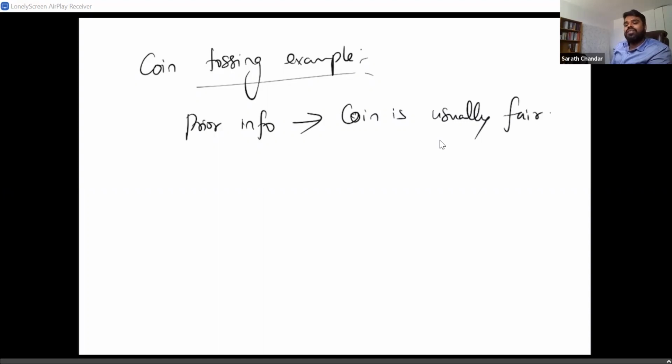So what should be the value of P if my coin is usually fair? 0.5, right? So I want to come up with the P of theta. Now this is bad notation on my part. So the probability of the parameter here is P.